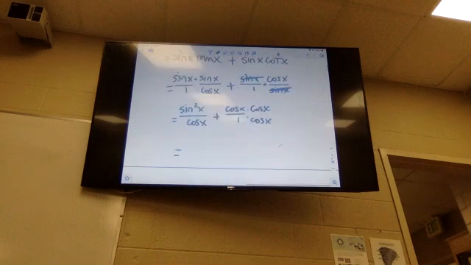So the first fraction doesn't change yet. I still have sine squared over cosine. What's that?